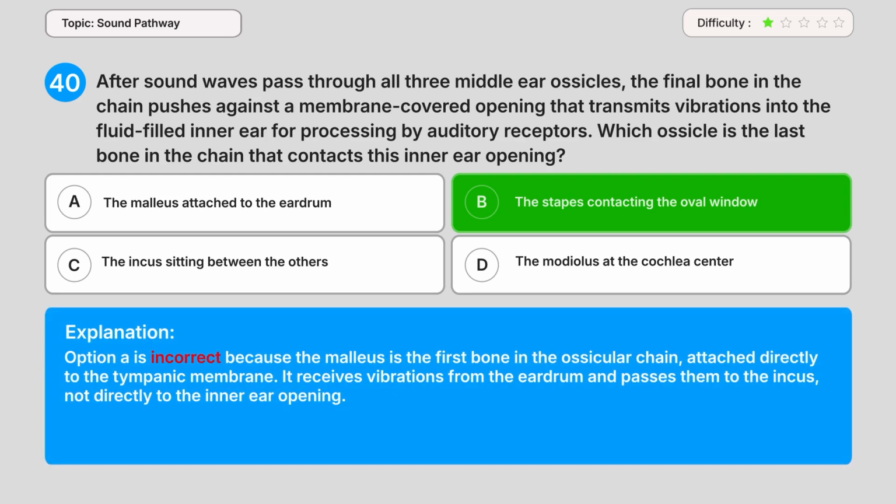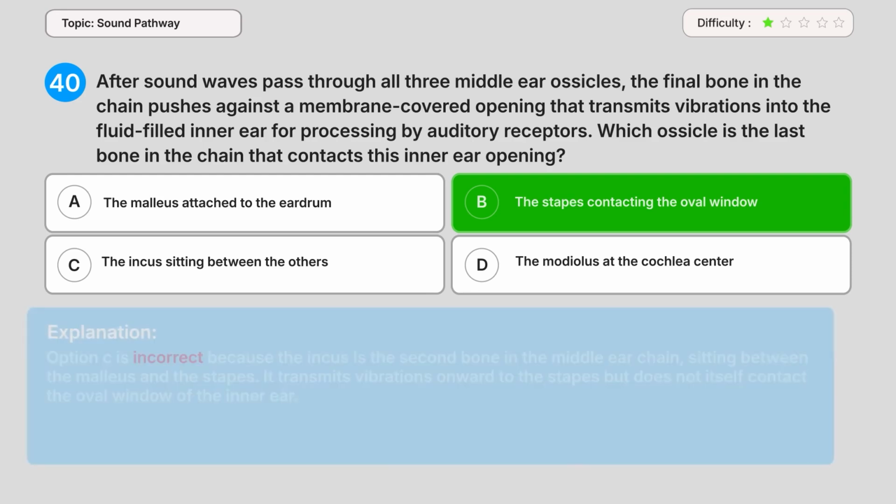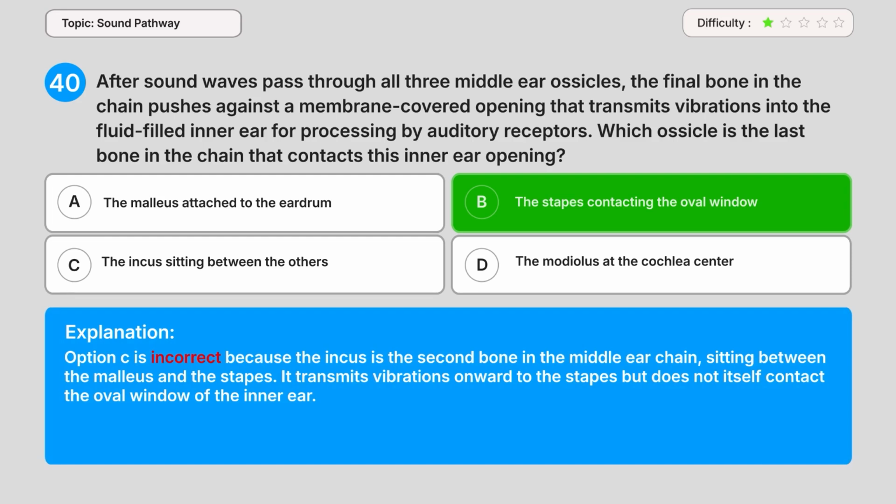Option A is incorrect because the malleus is the first bone in the ossicular chain, attached directly to the tympanic membrane. It receives vibrations from the eardrum and passes them to the incus, not directly to the inner ear opening. Option C is incorrect because the incus is the second bone in the middle ear chain, sitting between the malleus and the stapes. It transmits vibrations onward to the stapes, but does not itself contact the oval window of the inner ear.